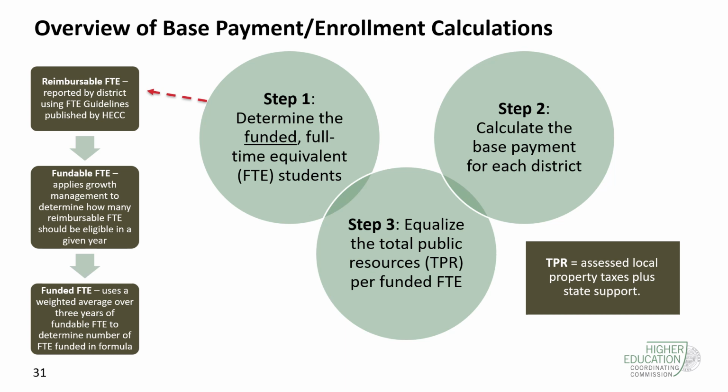And then we take the reimbursable FTE count, we apply the growth management component to determine how many of those reimbursable FTE should be eligible for funding in any given year. So we apply the growth management component to determine the number of fundable FTEs for each given year. And then we take the fundable FTE for each year and we calculate the number of funded FTE by using the 3-year weighted average. All 3 of those preliminary steps have to occur to determine the number of funded full-time student equivalents before we can calculate the base payment or the enrollment payment.